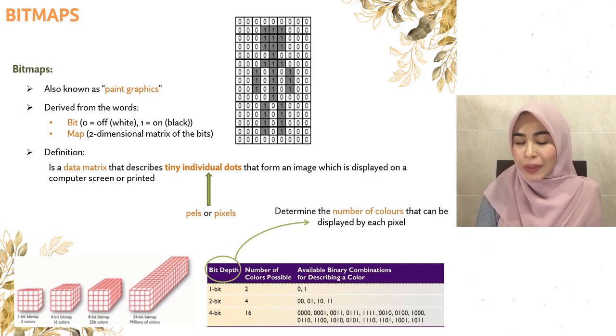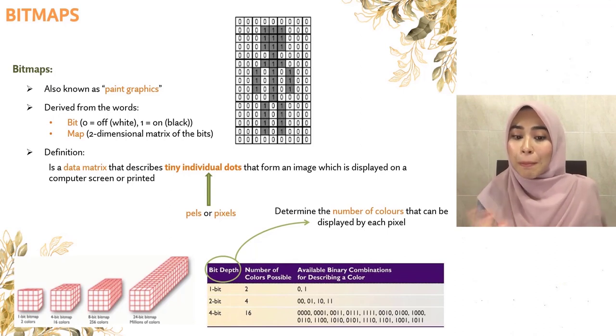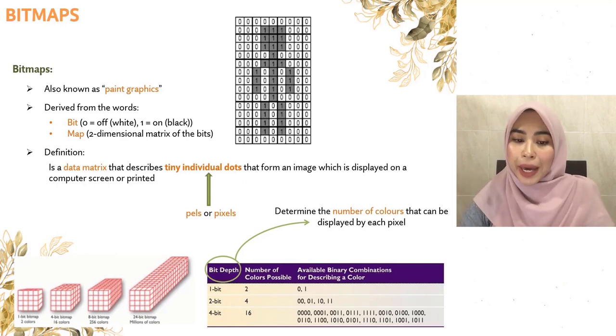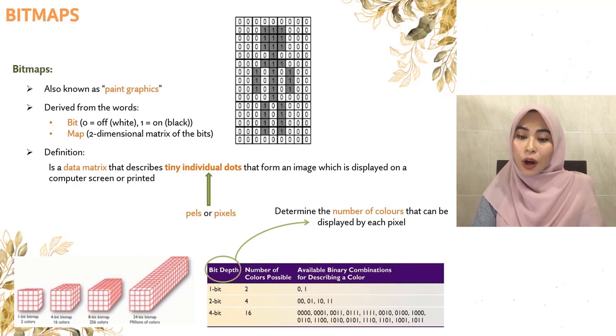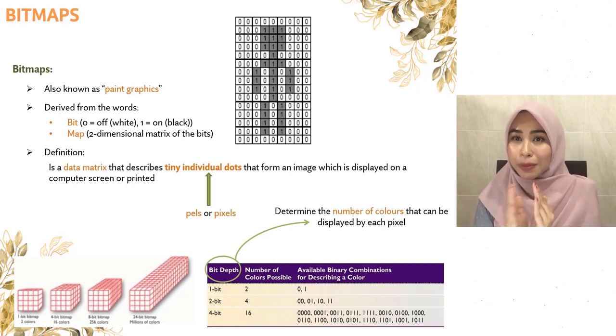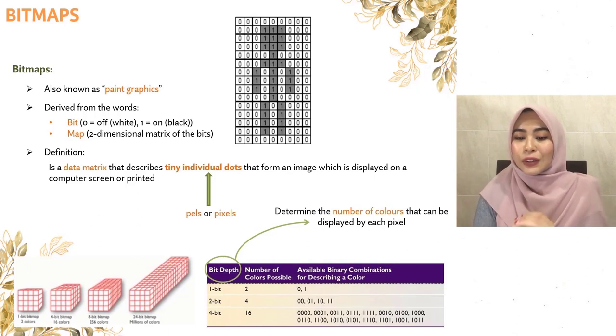colors. Bitmap is derived from the words bit and map. Bit, of course, means zero or one, and map is mapping the bits of your pictures. By definition, a bitmap is a data matrix that describes tiny individual dots that form an image which is displayed on a computer screen or printed. Basically, a bitmap is a picture that consists of tiny, tiny individual dots that make up your picture. These tiny individual dots are called pixels.